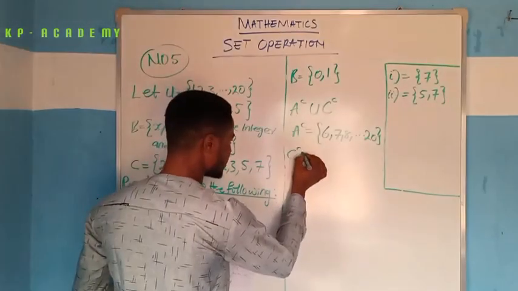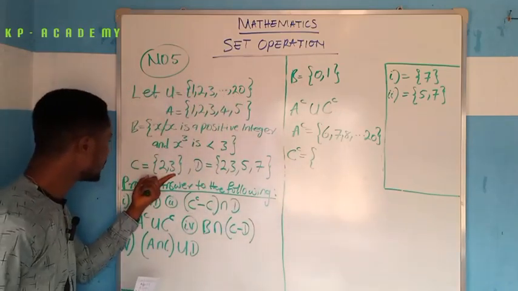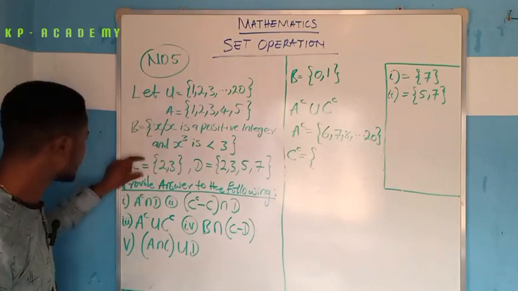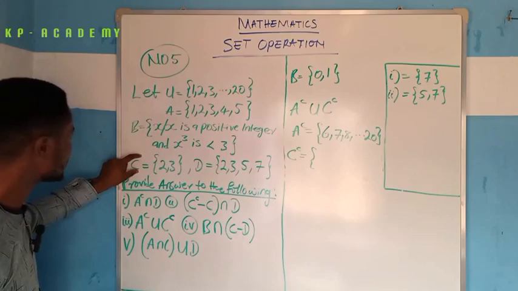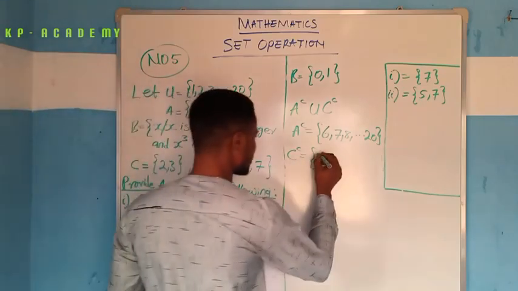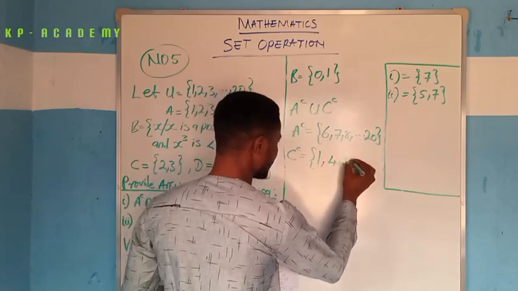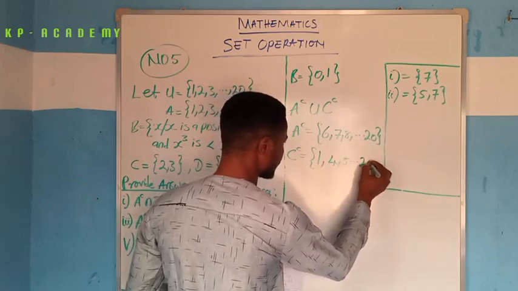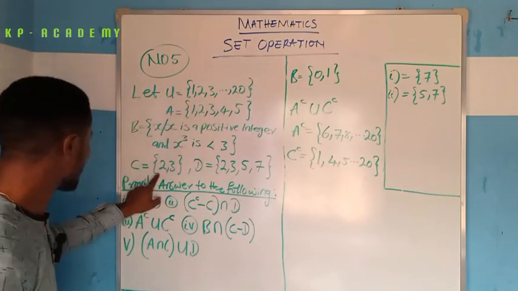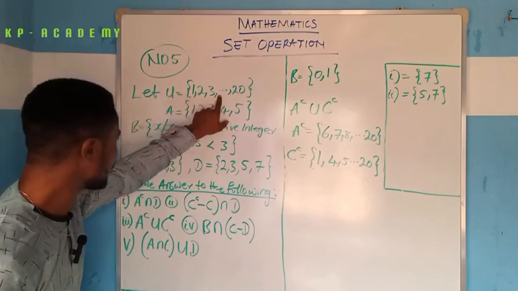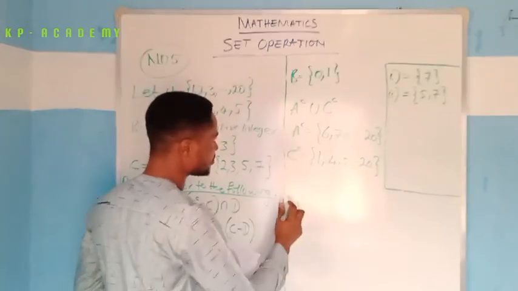Then what about C complement? First, what is set C? Set C is 2 and 3. So, in the universal set, set C complement will be what is in the universal set that is not in the given set C. And C complement is nothing but 1, 4, 5 down to 20. I hope I'm right. Yes, because take out 2 and 3 here, take out 2 and 3 here. So you now have 1, 4, 5, 6, 7, 8 down to 20. Okay, so this is A complement, this is C complement.